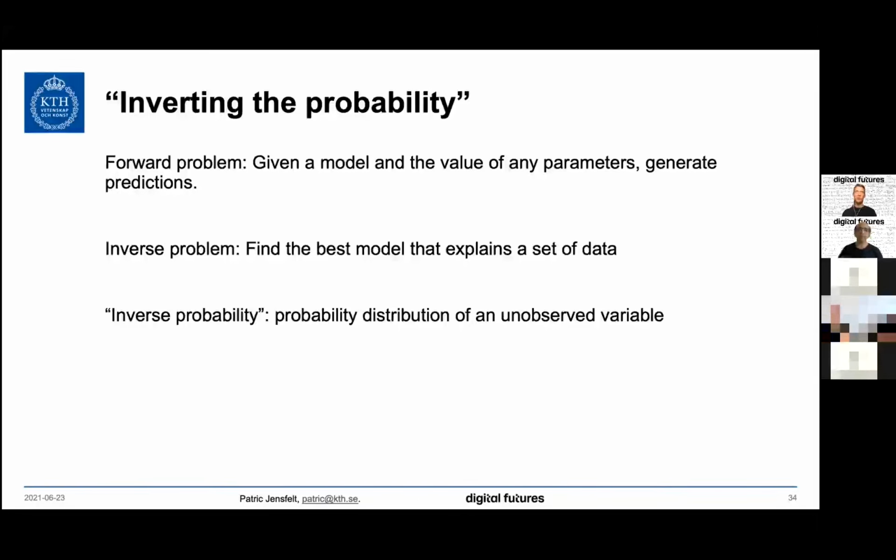In the inverse problem, you still try to find the best model to explain the data, and the data in this case would be the positions of those balls. We talk about the inverse probability, and this is the probability of some unobserved variable.